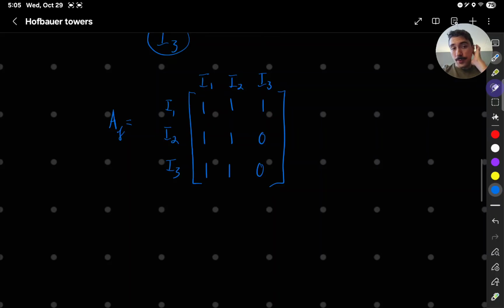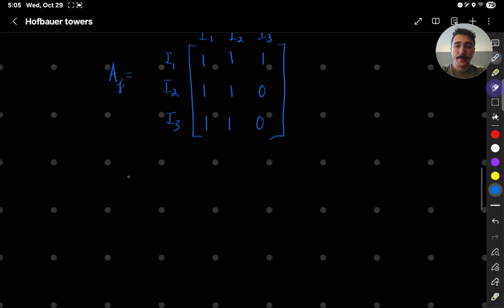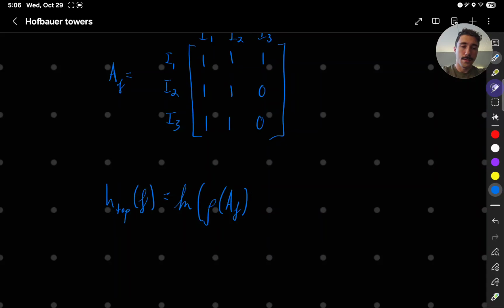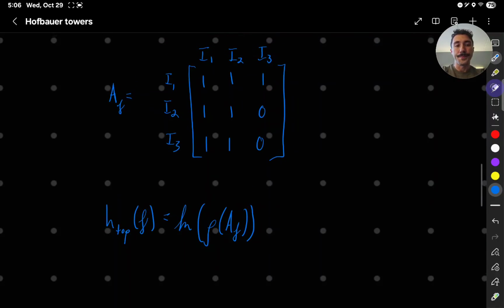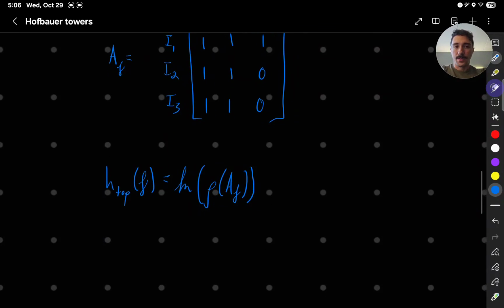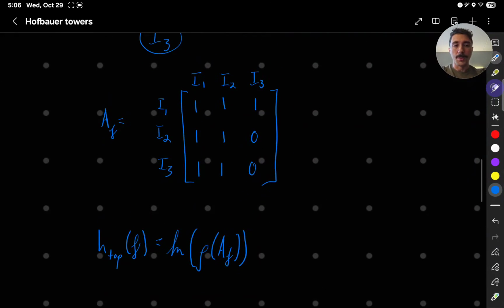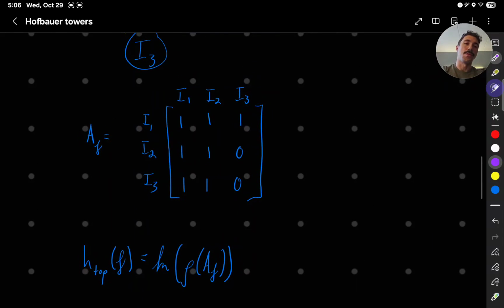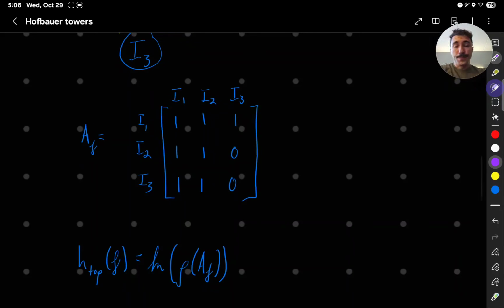Now, they proved that the topological entropy of F is equal to the natural log, or whatever base log you want if you want to talk about entropy in different units, of the spectral radius of the adjacency matrix of the Markov graph AF. Now, what's the spectral radius? Well, you compute the eigenvalues of AF. You can do this by considering the characteristic polynomial and then finding its roots.